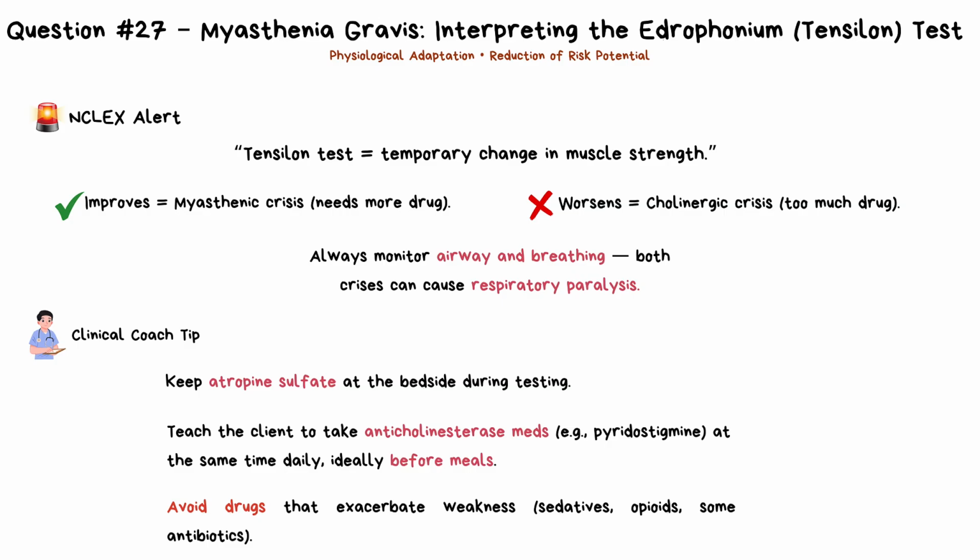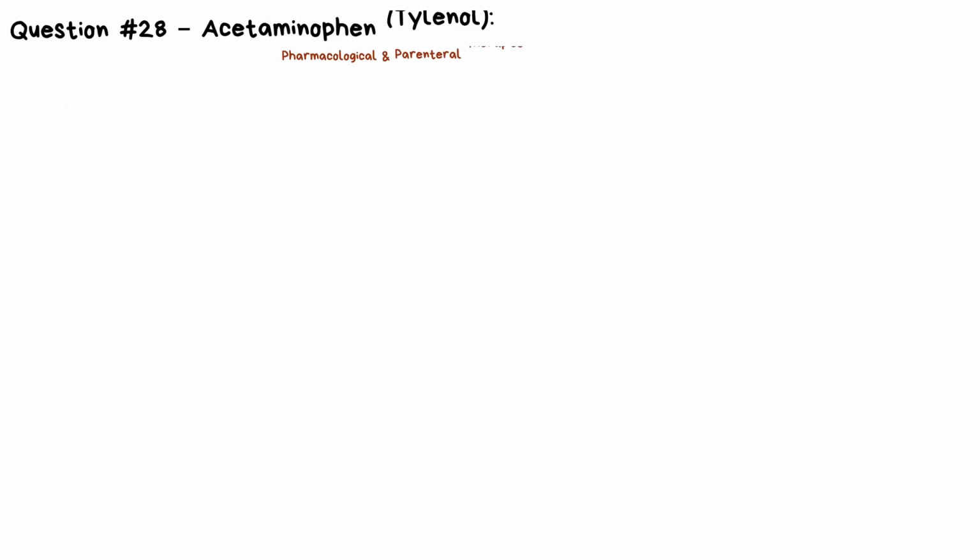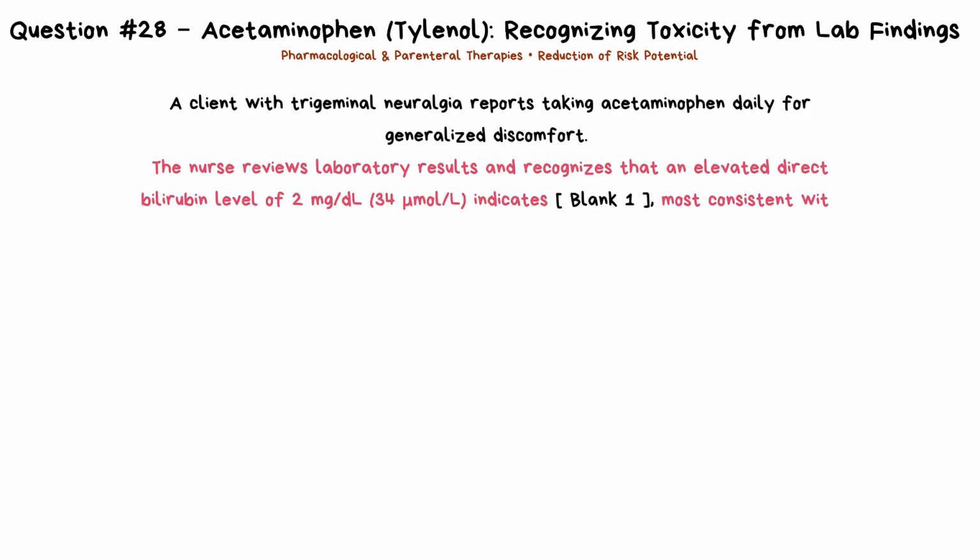Now let's wrap up this neuro-pharmacology set with one final case that reinforces safe medication monitoring and critical thinking at the bedside. Here's a drop-down Cloze question that tests your ability to interpret lab data and connect it to a medication's toxic effect. Scenario: a client with trigeminal neuralgia reports taking acetaminophen daily for generalized discomfort. You review the lab results and notice a direct bilirubin level of 2 mg per deciliter, or 34 micromoles per liter. Now think, what does that elevated value indicate, and what underlying toxicity does it point toward?